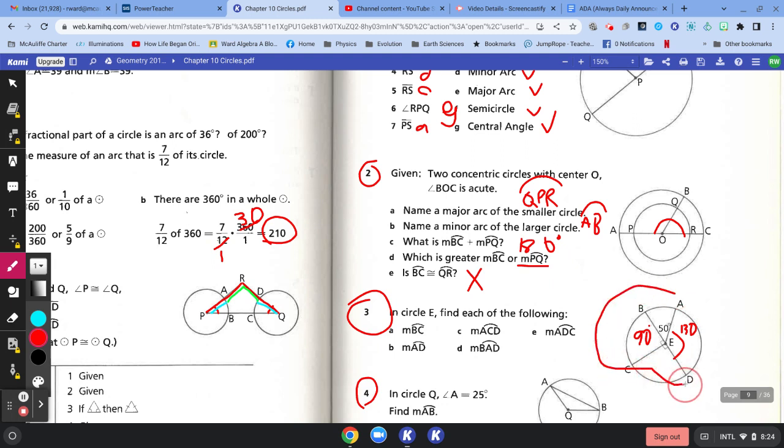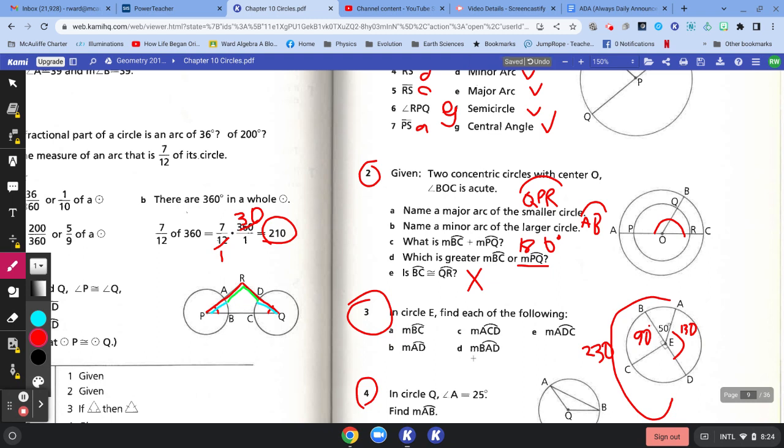That was a terrible drawing. So let's try that again. All the way around. That was also terrible, but I'm going to leave it. So that is 230 degrees, because that's 360 minus 130.